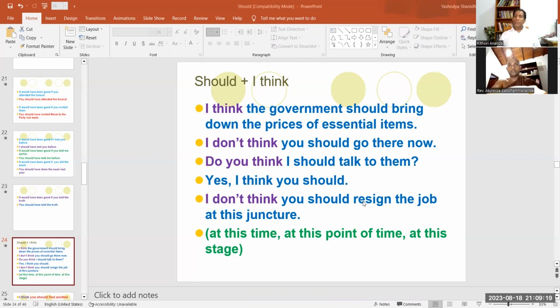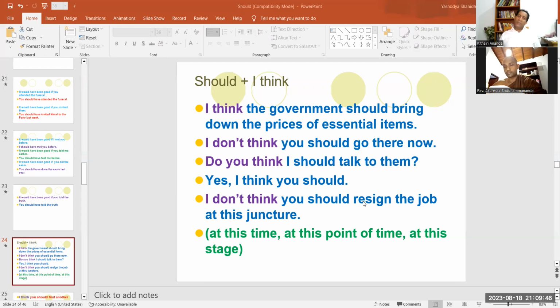And I don't think you should go there. It's your opinion. It's maybe your suggestion. I don't think you should go there. I don't think you should buy it. I don't think you should invite them. I don't think you should go there at night. I don't think you should keep close company with that fellow.